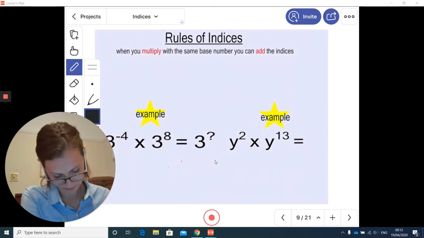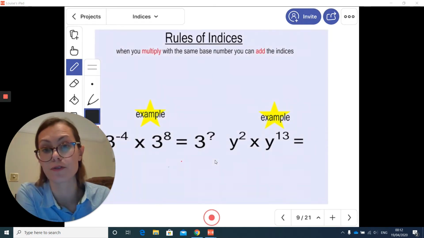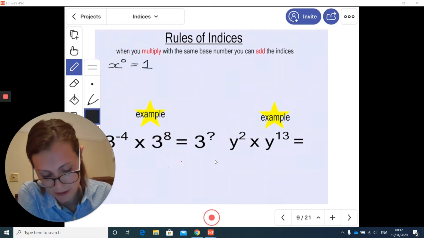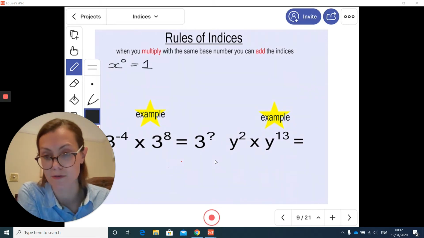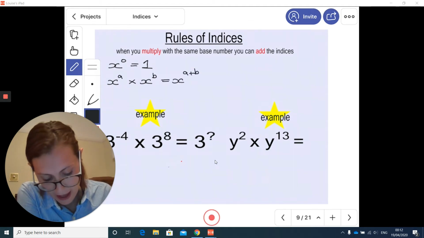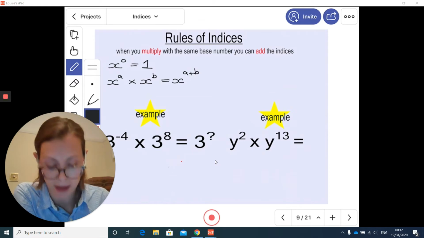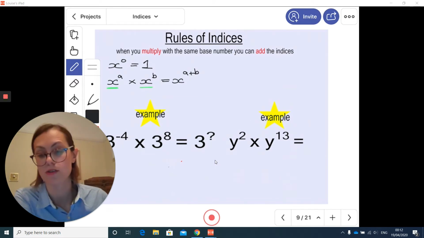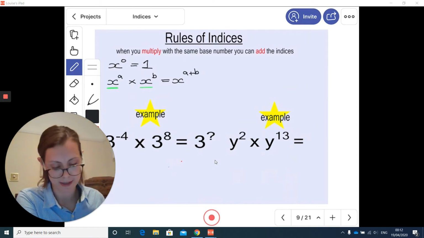Right, let's look at how this actually works. So the first rule of indices we've said, remember, any number to the power 0 is 1. This is our second rule. So this is where we say, okay, if I've got the same base, so x to the power a times x to the power of b will give me x to the power of a plus b. And x doesn't matter, x can be any number as long as you have the same number here and the same number here. So that's our rule. Let's see how that works in principle.